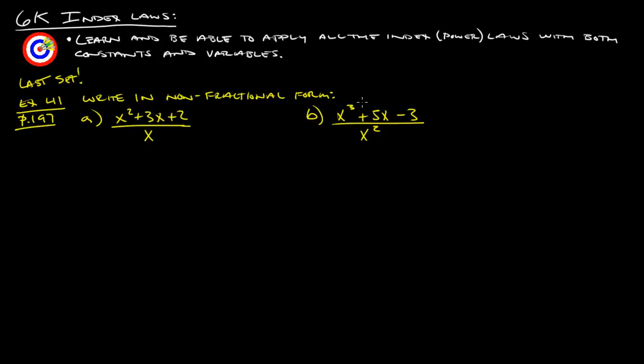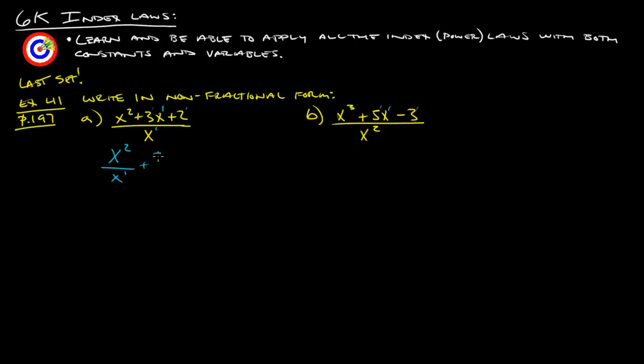Okay. Last set. Example 41 from page 197. Write in non-fractional form, so you got to get rid of the fractions. Okay? So that's 3 to the first, x to the first, all of these here. I'm just going to write ones with all those that don't have them. Okay? So here's what you can do on this. This is the way I've found to be the easiest.